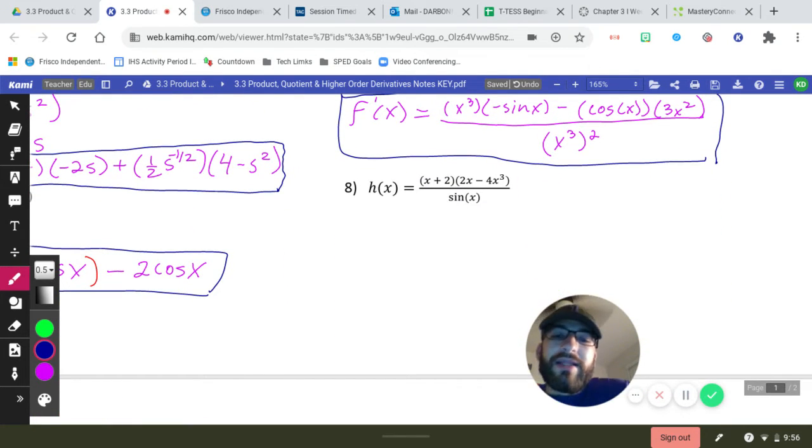All right. Last but not least, number 8. Ooh, this one looks messy. We have x plus 2 times 2x minus 4x cubed all over sine of x. So this time, what makes this one a little bit more difficult? Well, we have two functions being multiplied in the top, and then we just have a normal function by itself on the bottom. So on the top, when we take the derivative of that one, what rule are we going to have to apply? Well, two functions being multiplied, so we're going to have to apply the product rule.